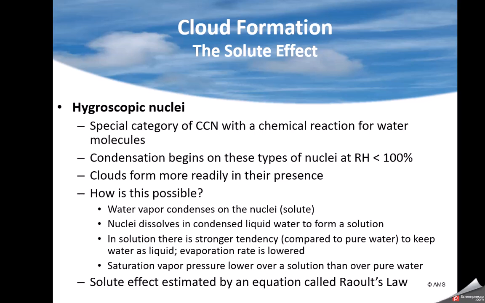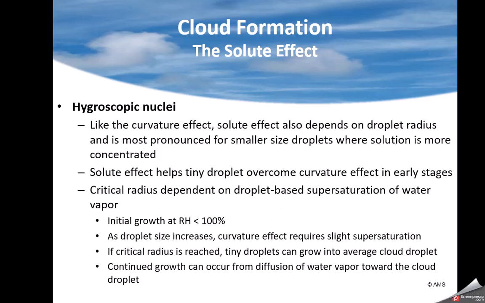These nuclei vary from every part of the country. If you're in the Midwest, there's going to be a lot more dust. If you're along the East Coast or the West Coast, it's more salt from the ocean. But they allow these little tiny raindrops in the cloud to form. And by forming, we get the clouds.